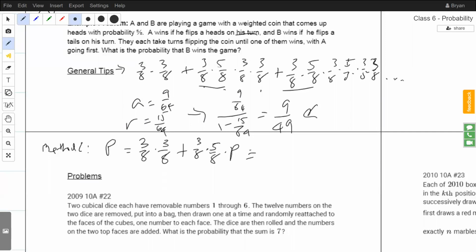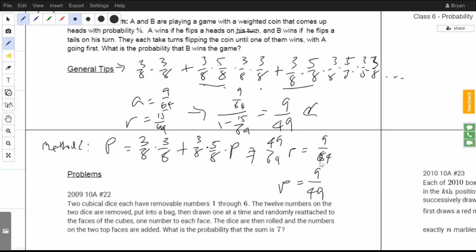And this actually might be a more simple method. What happens here is that we just get 49/64 P equals 9/64. And P is just 9/49. However, we still need to understand why this method works and why it's so powerful.